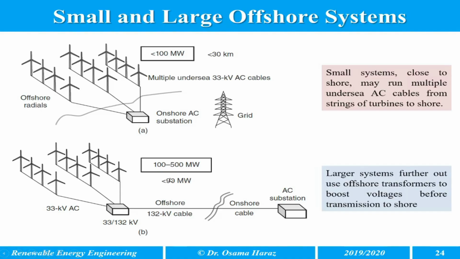For larger systems, from 100 to 500 megawatt, they are going to install 33 kilovolt AC cables, then 33 to 132 kilovolt offshore transformers to boost the voltage before transmission to shore. Then there are offshore 132 kV cables until you reach the onshore cables and then go to the AC substation.